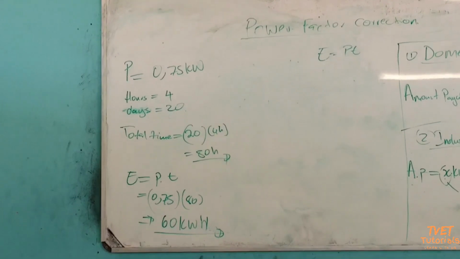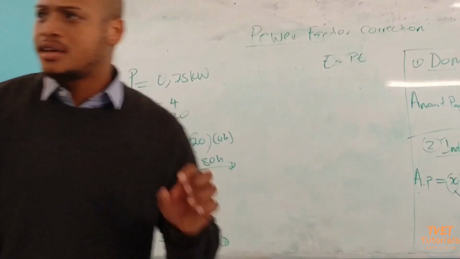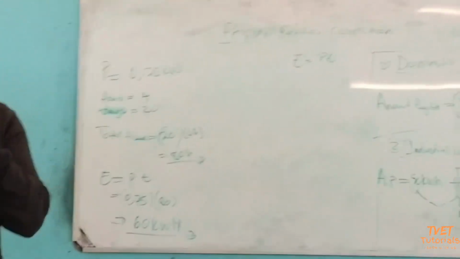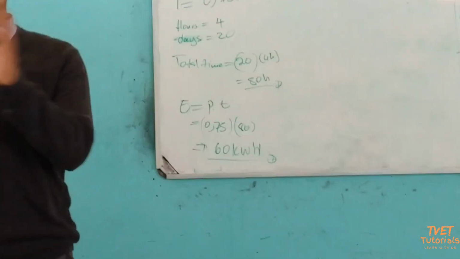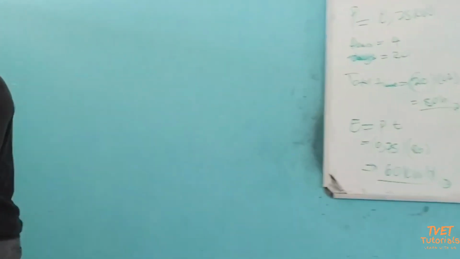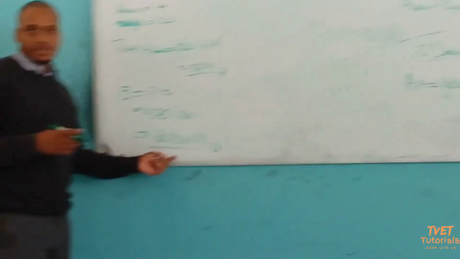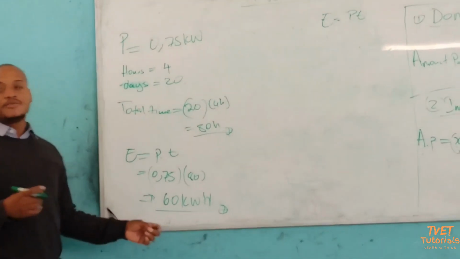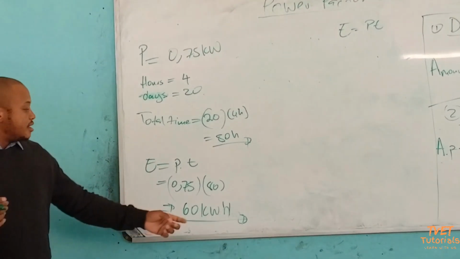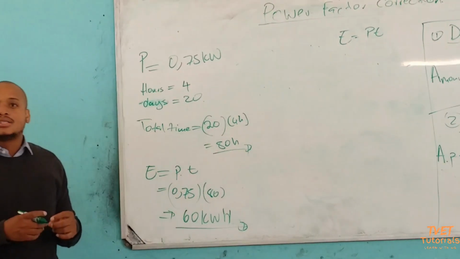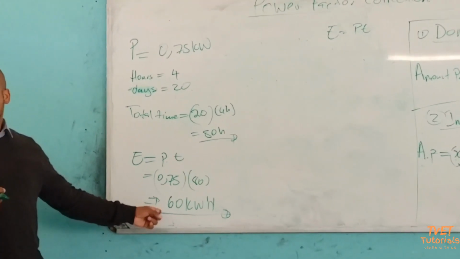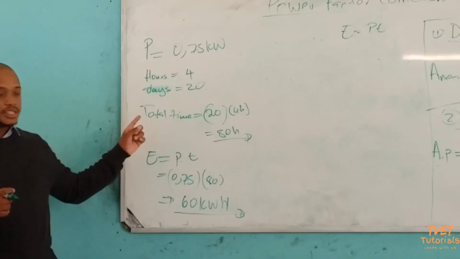When you buy electricity, the electricity units are given in kilowatt hours. They'll say, no, I got 5 kilowatt hours. So how they calculated is in this manner. It means if you don't have enough kilowatt hours, you won't be able to run this pump for the whole month, for the 20 days.